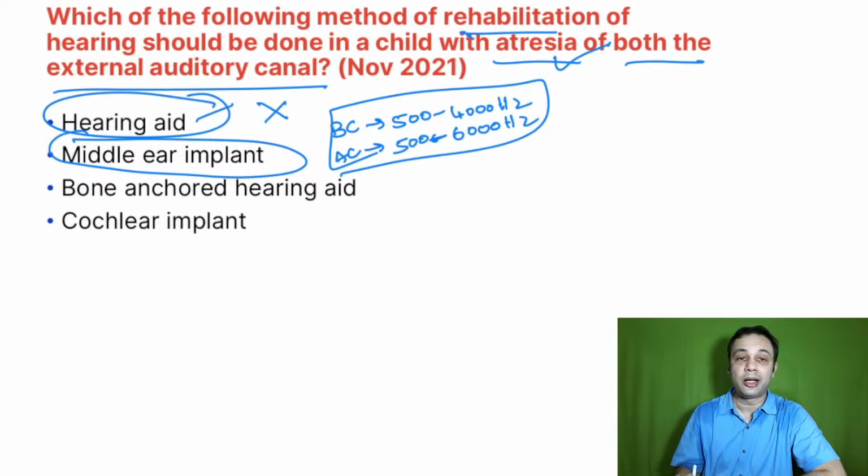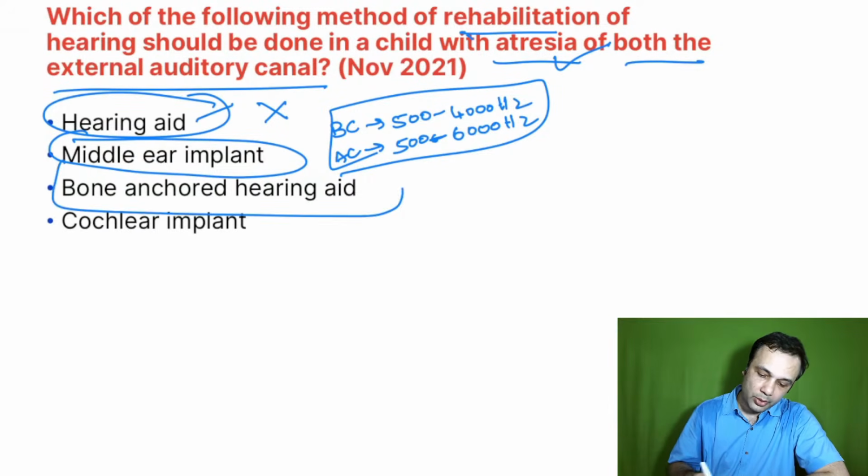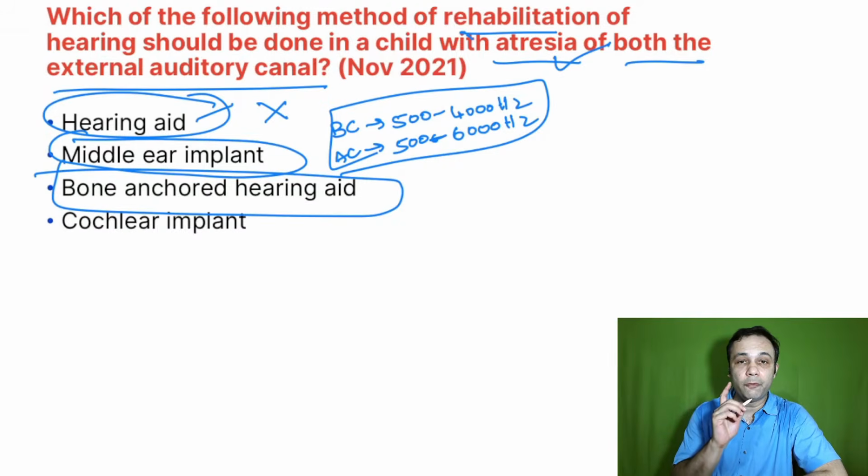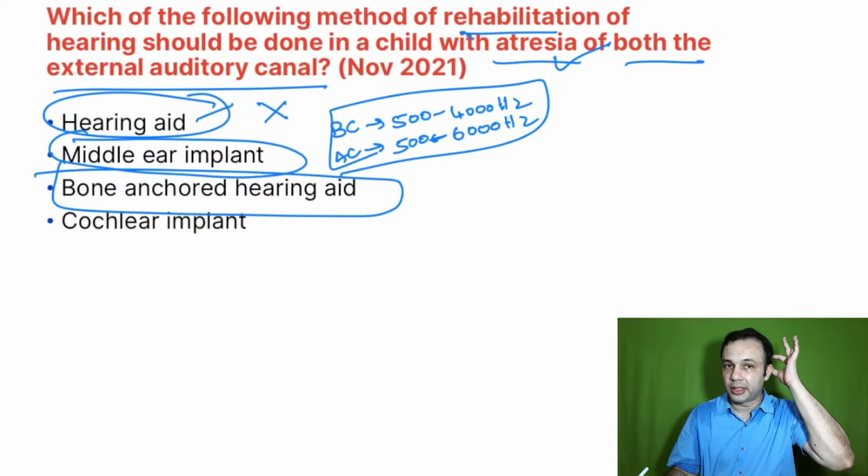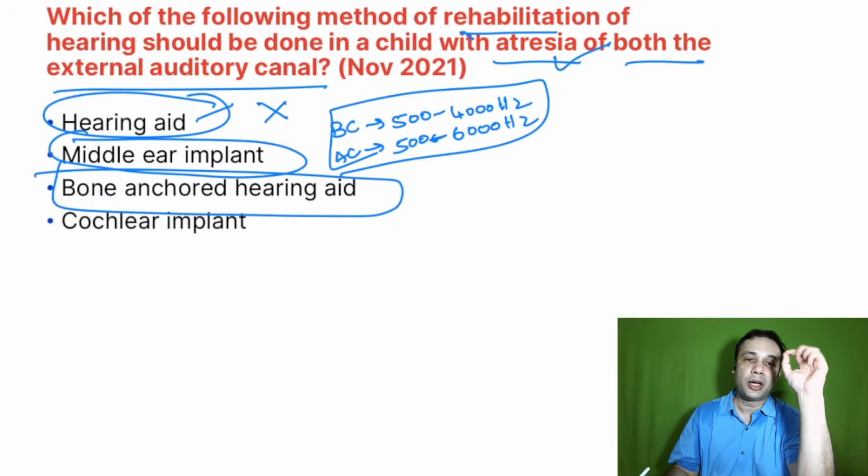Now once again, atresia, how will you do a middle ear implant? Not possible, right? Bone anchored hearing aids are a very valid option for atresia of a single or bilateral external auditory canal. Bone anchored hearing implants are placed behind the ear. It's got an implant with an abutment, and over a period of time you can attach the processor.